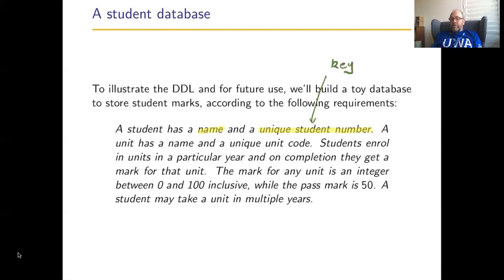You can't have 2 rows, in other words, 2 students with the same student number. So that's a requirement that arises from the business logic of how universities work. And we want to build that into the database so that that requirement is enforced by the database.